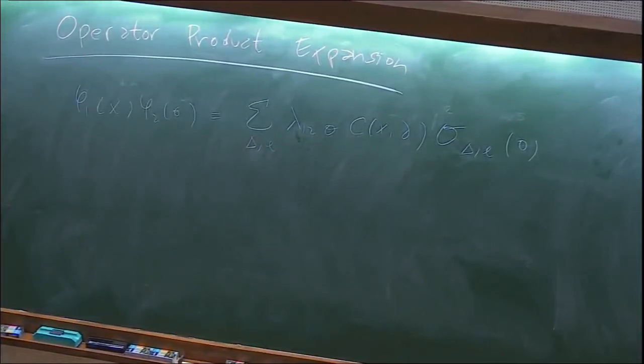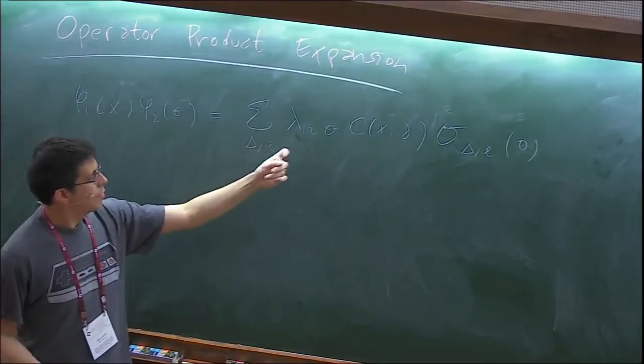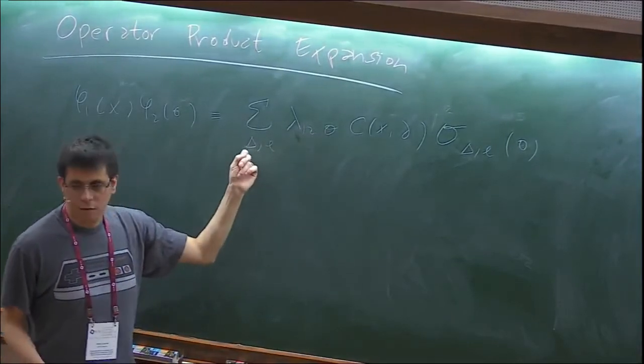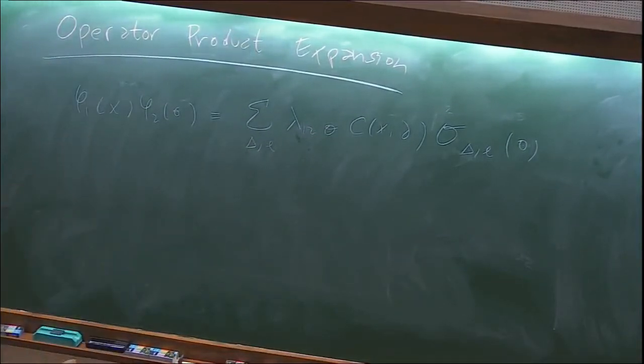So this is a very important equation because, as I promised you, by repeated application of the operator product expansion, you can reduce any n-point function in the end to a sum of just two-point functions times kinematical factors. And so if you know these kinematical factors and you know three-point functions and conformal dimensions, then you know everything.